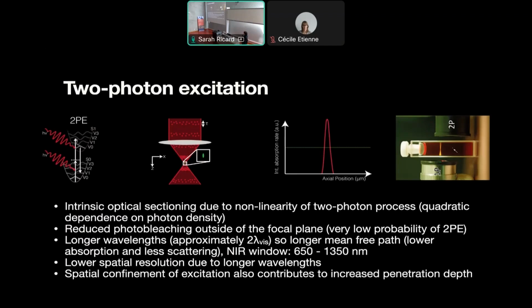And therefore, this process is a function of the photon density squared. So the probability of this process decreases away from the focal plane. So you only get excitation where the photon density is sufficiently high that the probability of this process happening is not negligible. And aside from the intrinsic optical sectioning, because it's a nonlinear process, two-photon excitation has some other advantages, which are that because the wavelengths used are double, these propagate longer in the brain. So they have so-called longer scattering lengths. So using two-photon excitation, we can reach deeper brain regions.